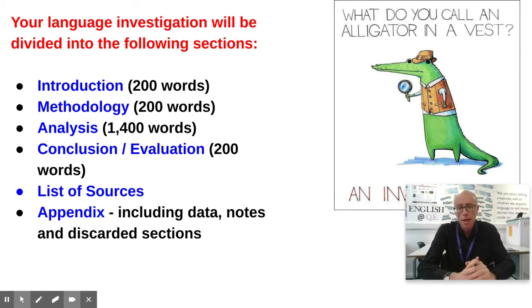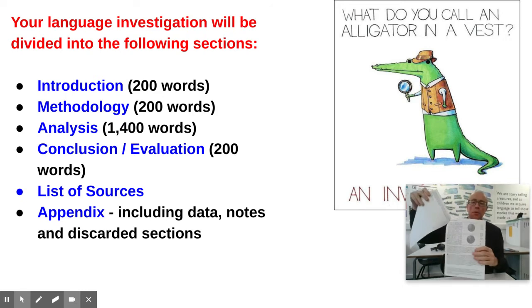Introduction, 200 words. Then you've got your methodology of 200 words, in which you describe how and why you went about the process of this investigation. And then you've got the main meat in the sandwich. This is the cheese and pickle of the sandwich, because this is your analysis. Your analysis should be 1,400 words-ish. Okay, your analysis will look quite different to analysis that you've been writing hitherto in essays for English.